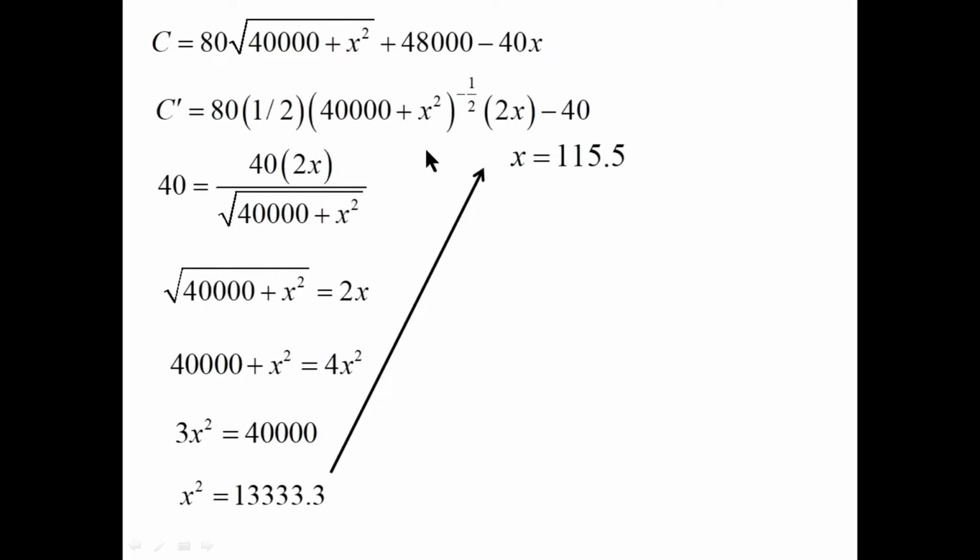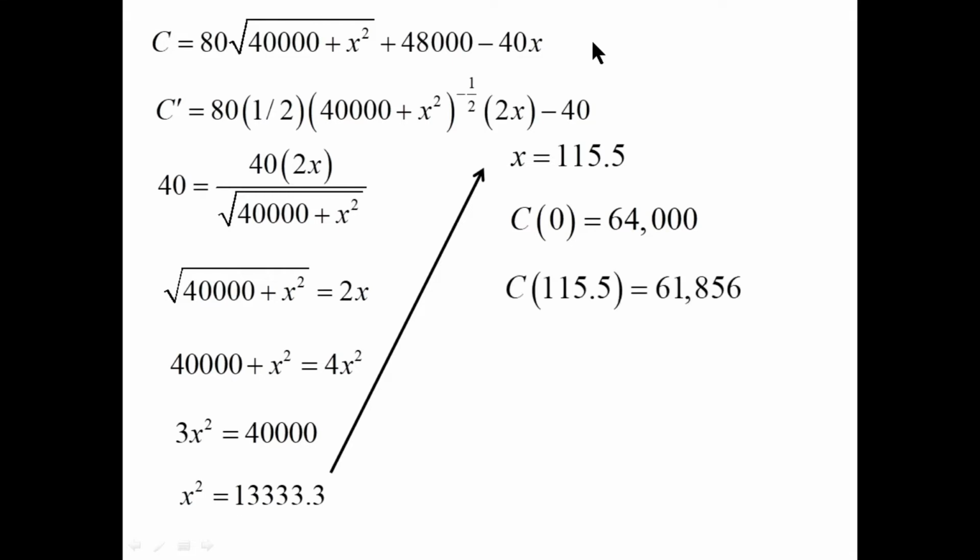Now we have to evaluate the cost at the boundaries and the critical numbers. Let's start with x equals 0. C of 0, plugging it into the cost, we get $64,000. Taking 115.5, the critical number, and subbing it in here for cost. Now I did it on a calculator. It came out to be $61,856. So it's cheaper than going straight across. It's better to go to a point 115.5 meters along the shore.